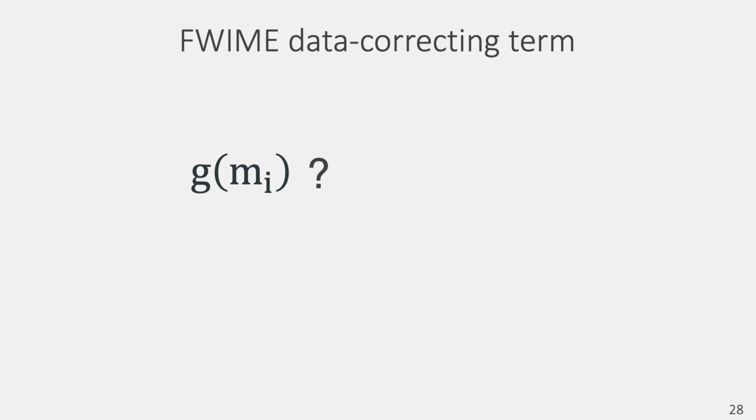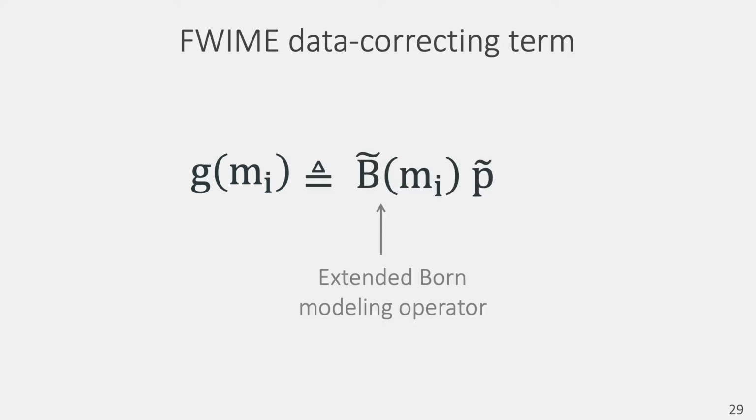Okay, so we had to make a little detour, but now we have acquired all the necessary tools and knowledge to successfully construct the data correcting term g of m_i, which is what we originally wanted to compute. So using what we have learned, we're going to choose to represent g of m_i as the application of our Born extended modeling operator B tilde onto some unknown extended perturbation p tilde.